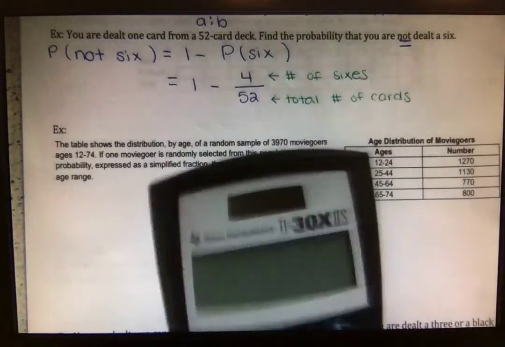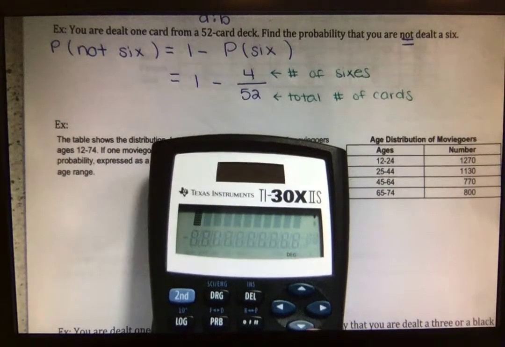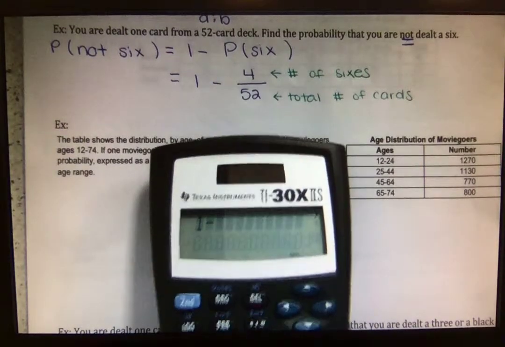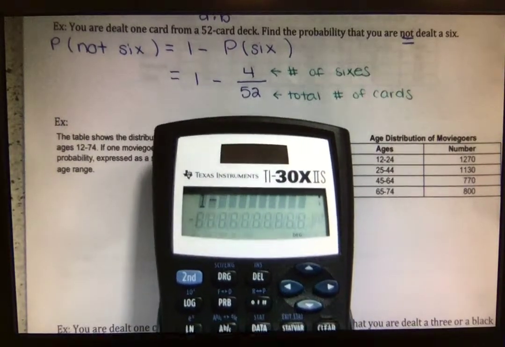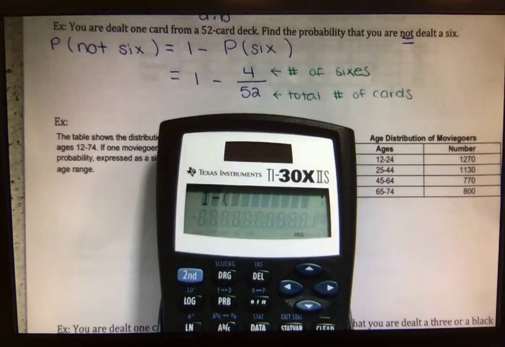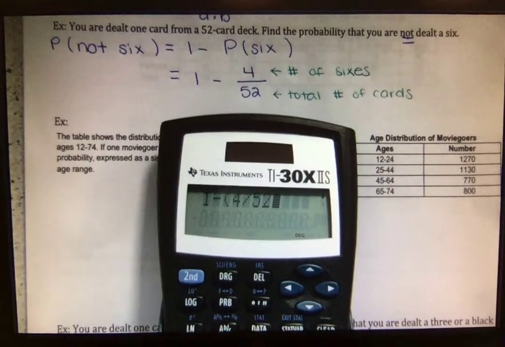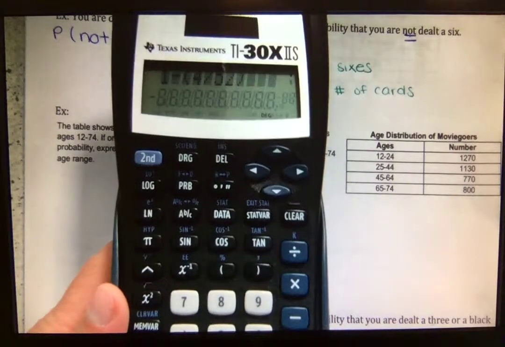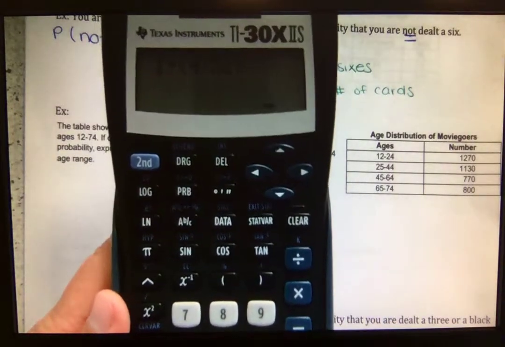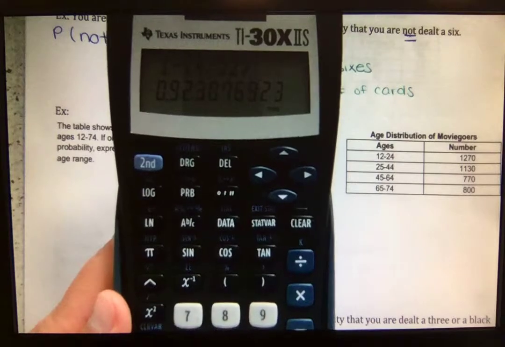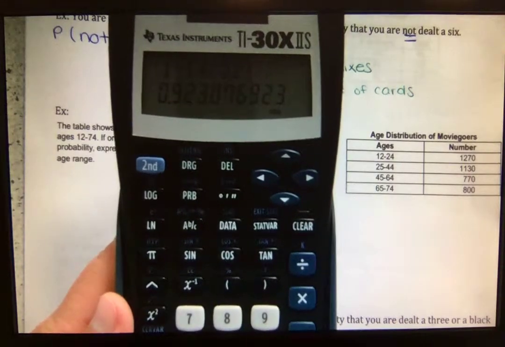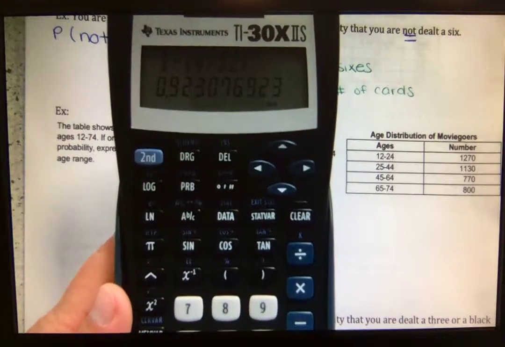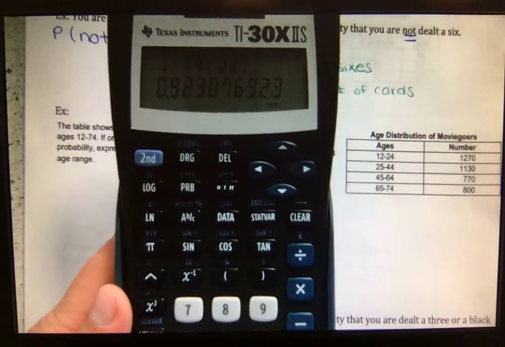So going to our calculator, it can do all of this stuff for us. So we have 1 minus 4 over 52. 4 over 52 is its own fraction, so I need to put it in its own set of parentheses. 1 minus 4 over 52 equals 0.92307, blah, blah. Pausing for a second. Did we all get that part?